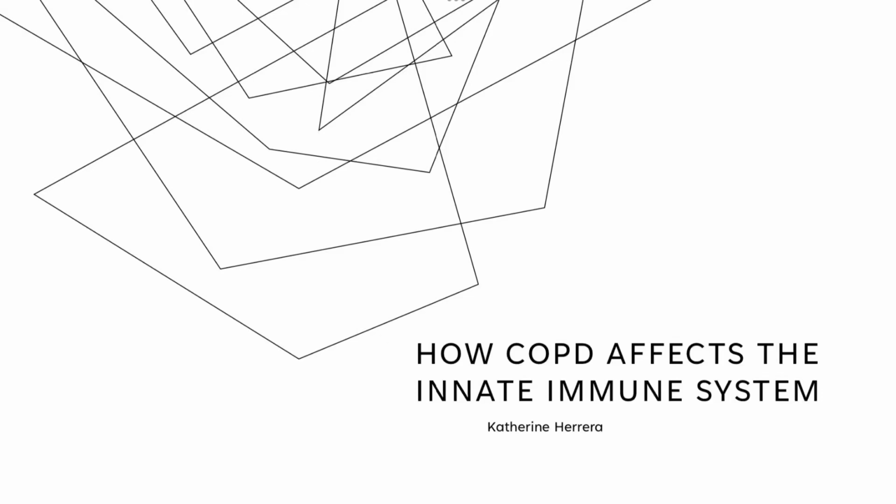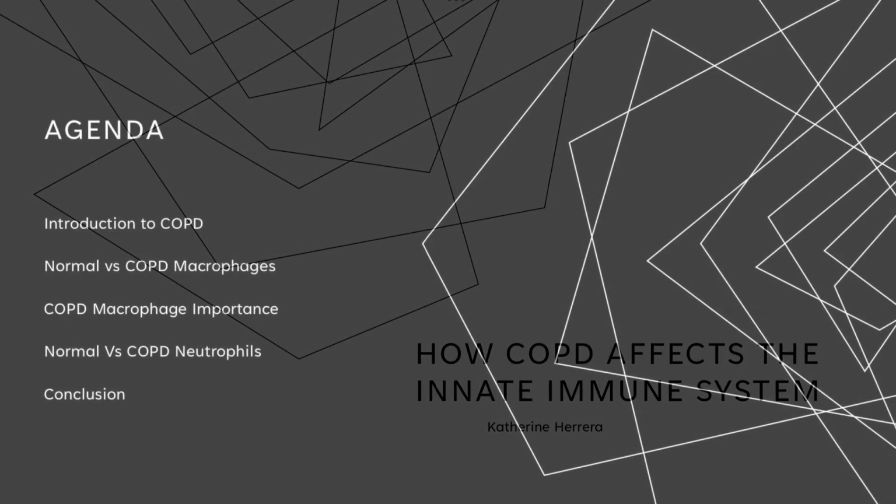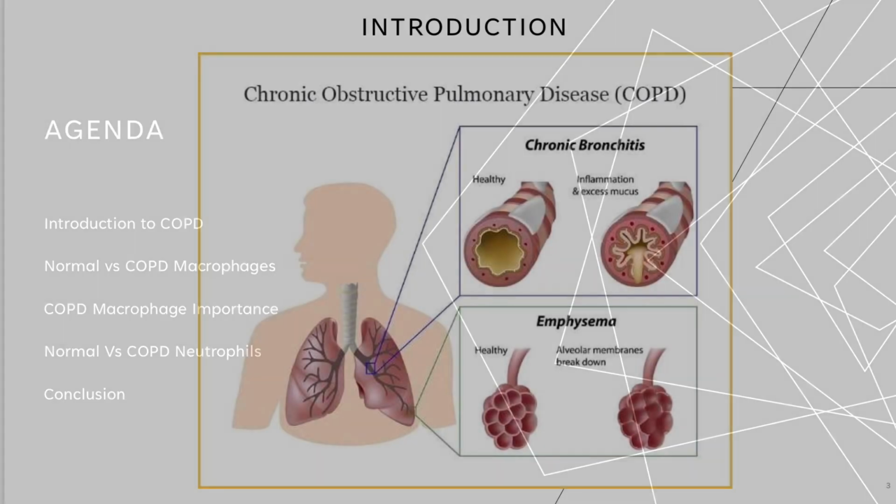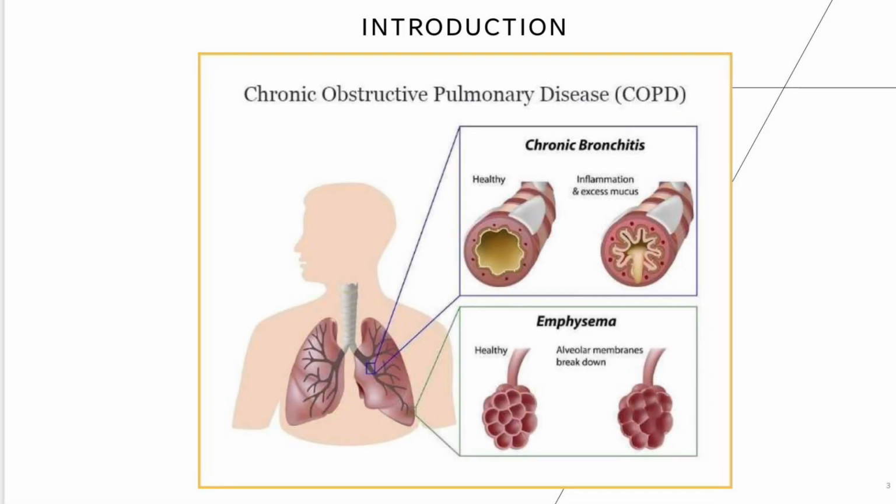My name is Catherine Herrera, and today we'll be discussing how chronic obstructive pulmonary disease affects the innate immune system. In this presentation, we will determine what COPD is and how the innate immune system works under normal circumstances versus when COPD is present. COPD, otherwise known as chronic obstructive pulmonary disease, is a disease that encompasses many other diagnoses, including chronic bronchitis and emphysema.